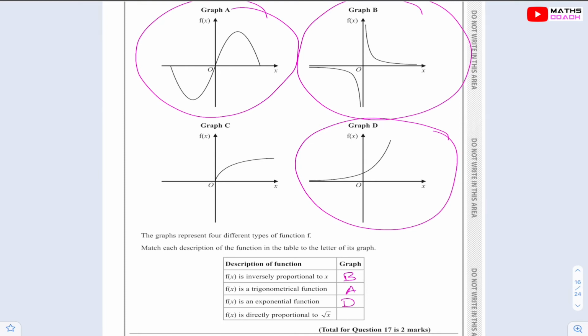Now, obviously it is graph C, but just a bit of further information on that. You can only do a square root of a positive number here. So you'll notice that this only contains the positive and there's nothing on this side right there. So that is an extra piece of information just going forward. Okay, so we have B, A, D, and C.